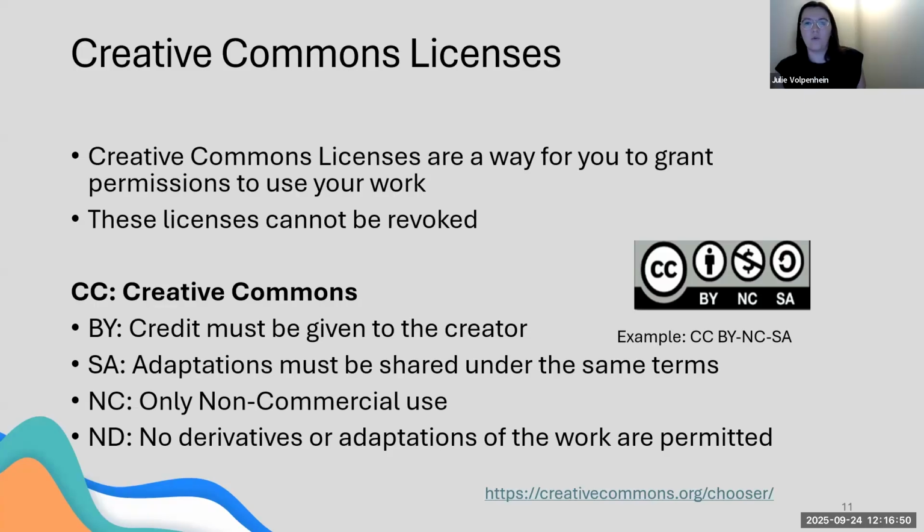So the way you can tell what you can do with an item that you're looking at is by these little acronyms here. If the BY is present, it means credit must be given to the creator if you use it in the future. SA stands for share alike. Adaptations must be shared under the same terms. NC means you can only use it for non-commercial use. And then ND means no derivatives or adaptations of the work are permitted.